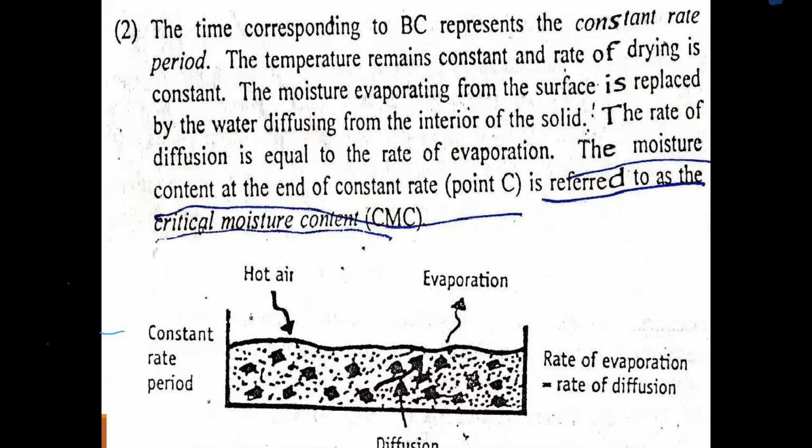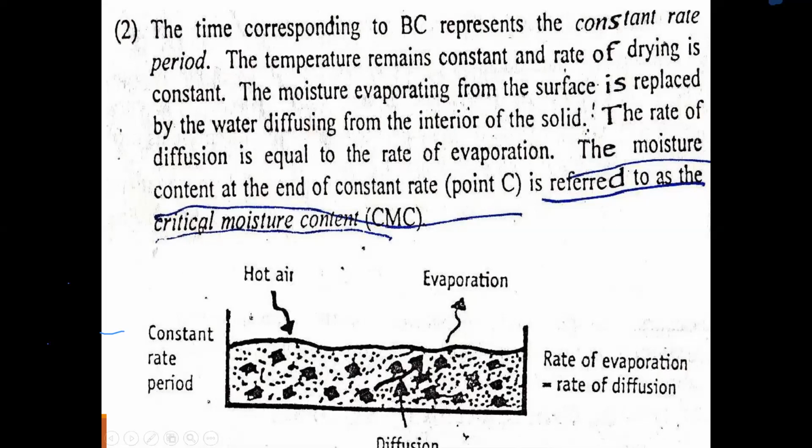So moisture is evaporating from the surface, and it is replaced by diffusion from the interior. The internal moisture of the solid has to come outside, and it appears on the surface of the solid, then it evaporates. That process is called diffusion.